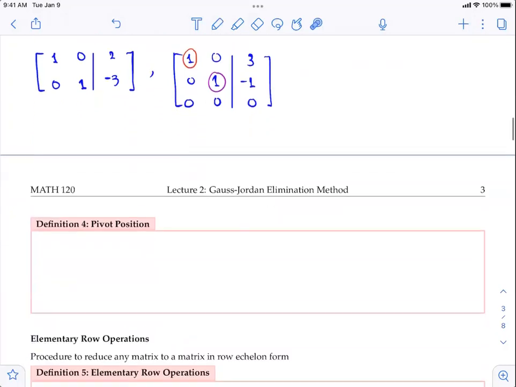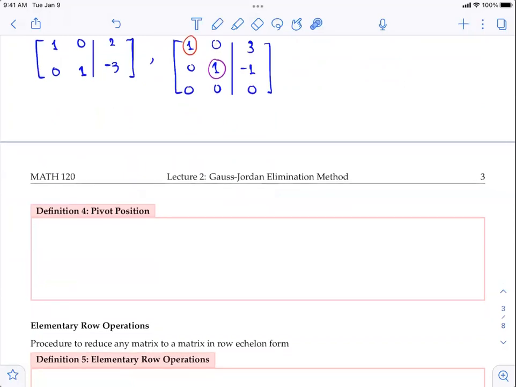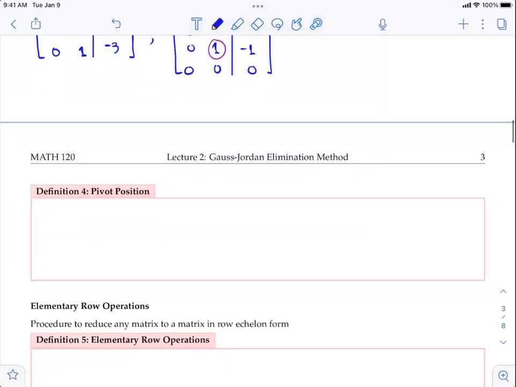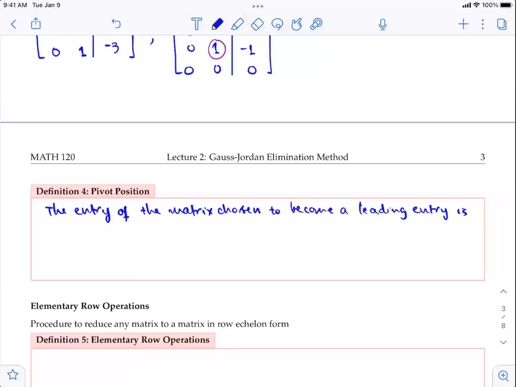Let me write down another definition. It's called the pivot positions. We talk about the leading entry, we talk about the leading 1. Together, they have the same name. It's called the pivot positions. So for the pivot positions, the entry of the matrix chosen to become a leading entry is called a pivot position.